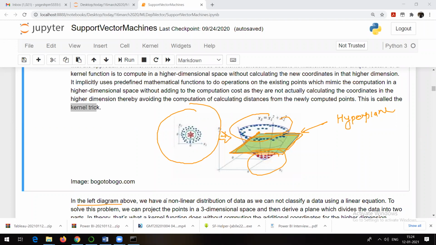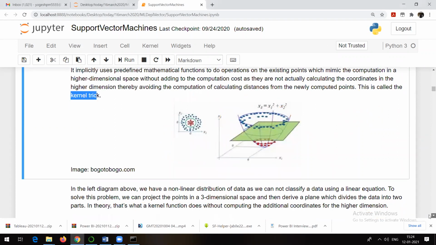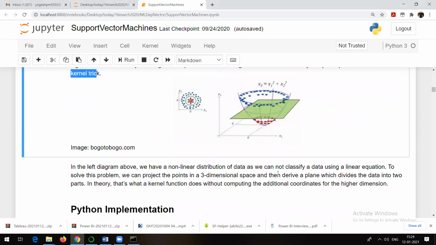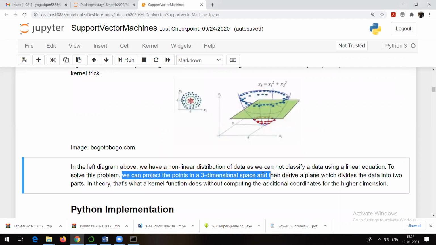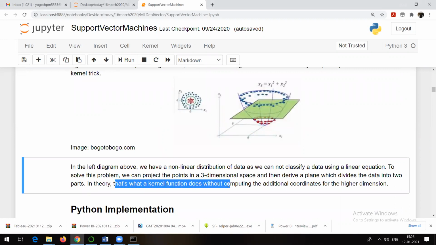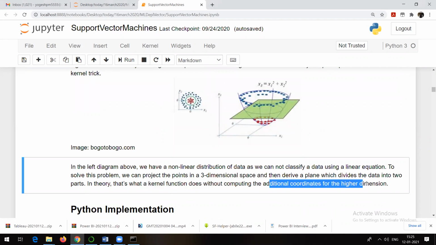Right? So in the left diagram, we have a non-linear distribution of data, as we cannot classify data with a linear equation. So to solve this problem, we can project the points in three-dimensional space and then derive a plane which divides data into two parts. Remember, this is how those methods are going to be used to solve this problem. In theory, that's what a kernel function does without computing additional coordinates for higher dimensions.